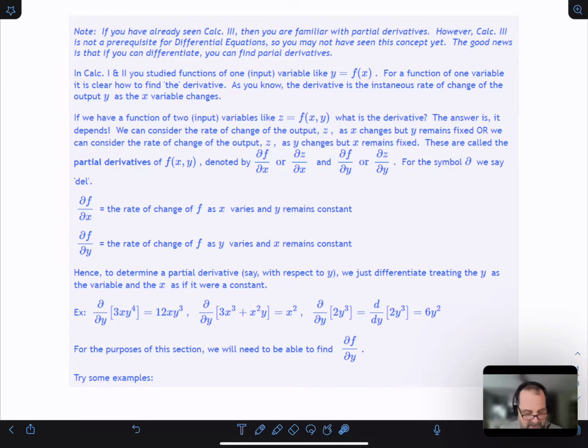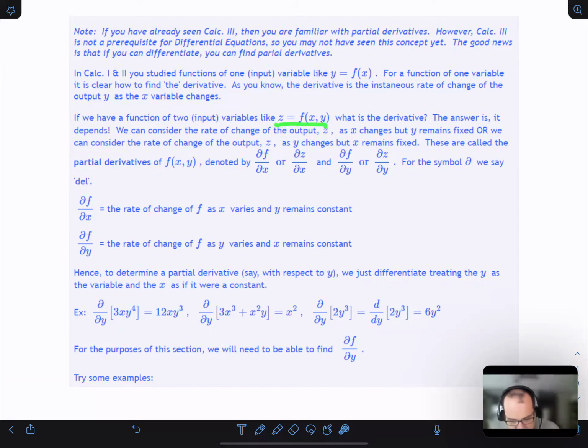So a little background here. In Calc 1 and Calc 2, we've been working with functions of a single variable only, y equals f of x. For a function y equals f of x, we were able to talk about what's the derivative. Basically, we're saying, how does y change when you change x? Remember, a derivative is an instantaneous rate of change. So the derivative of y equals f of x is the instantaneous rate of change of y as x changes.